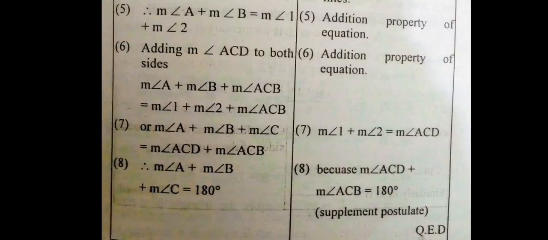Now move towards statement number 6, adding measure of angle ACD to both sides. Now we are adding measure of angle ACD to both sides. Means in statement number 5, to the equation which we got, we are adding measure of angle ACD. This is the same thing which we did in our algebra equations: if we want to add something, we add that thing on both sides of the equality. So the same thing we are doing in geometry. We are adding measure of angle ACD on both sides of the equation, which is statement 5.